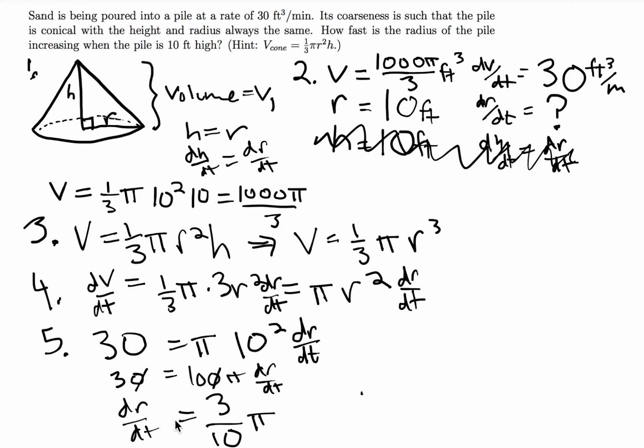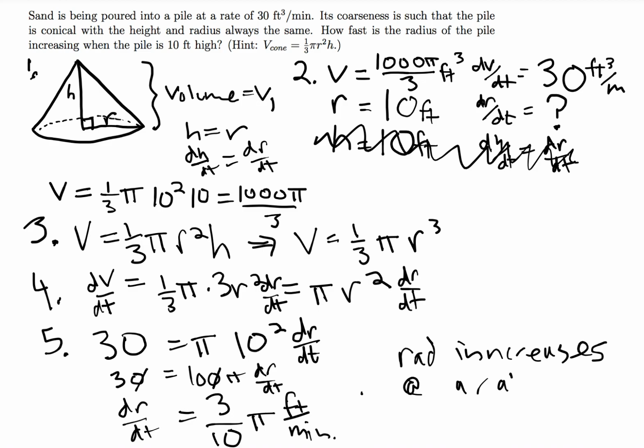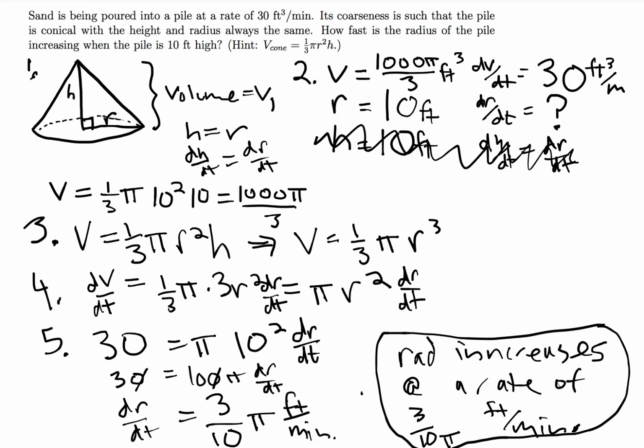If I want units on this, a quick way to get them is to look at your rate. We've got r over t. R was radius, measured in feet in this problem. T is time, typically discussed in minutes in this problem. If I want an answer to the question I posed at the end, how fast is the radius of the pile increasing? My radius increases at a rate of 3 over 10 pi feet per minute. This is going to be my solution to this particular question.